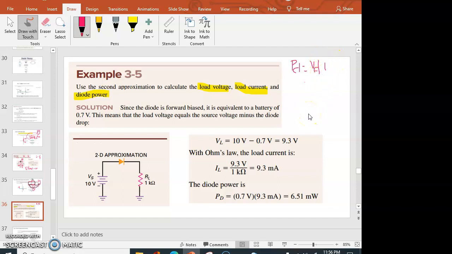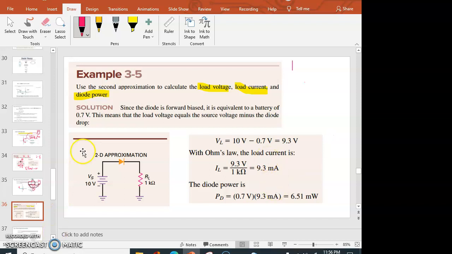Or better, I'll just write this one in a better way. So I have here the voltage across the diode multiplied with the current that passes through the diode. My apology for this, I'm just using a pen. Okay, so let's start.